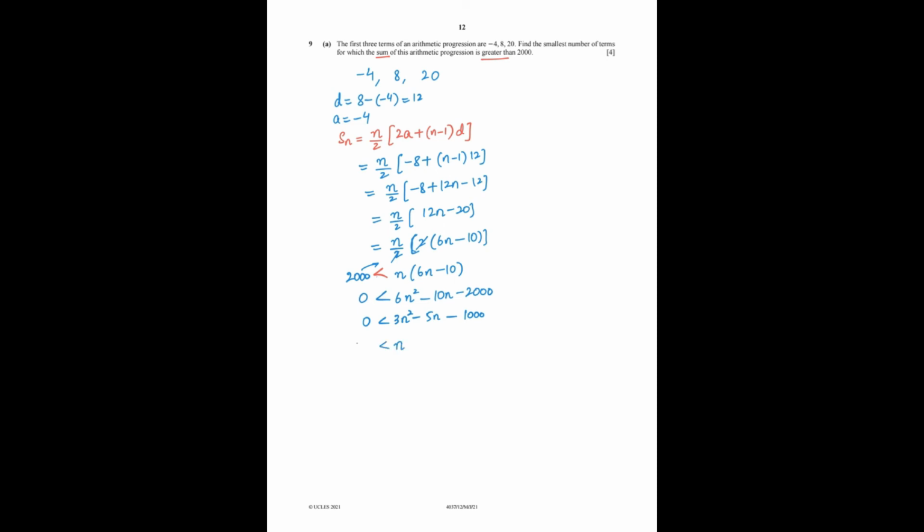n should be greater than 19.1 and n should be greater than minus 17.4. We are going to reject this one because it's negative, and n should be greater than 19.1 means that the smallest value of n should be equal to 20, and that is your answer.